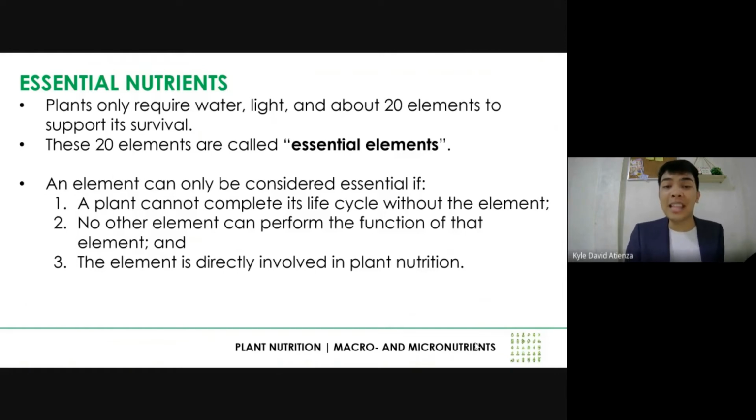First, a plant cannot complete its life cycle without that element. Next, no other element can perform the function of that element. And lastly, the element is directly involved in plant nutrition.